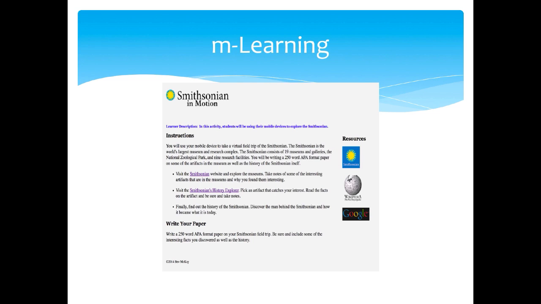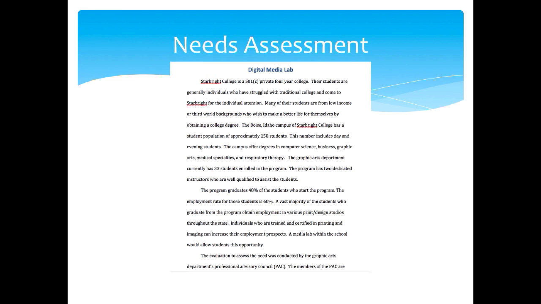The M-Learning project in 502 allows the student to explore the Smithsonian. This project gives the students an opportunity to research one of the Smithsonian museums. Indicator 3.6, diversity of learners. This indicator is to foster a learning community.